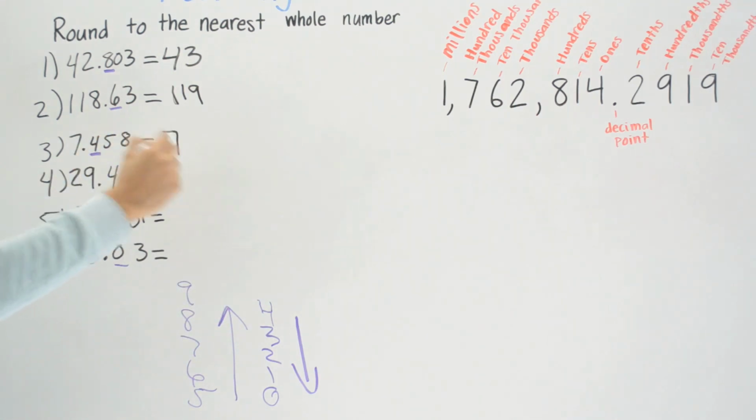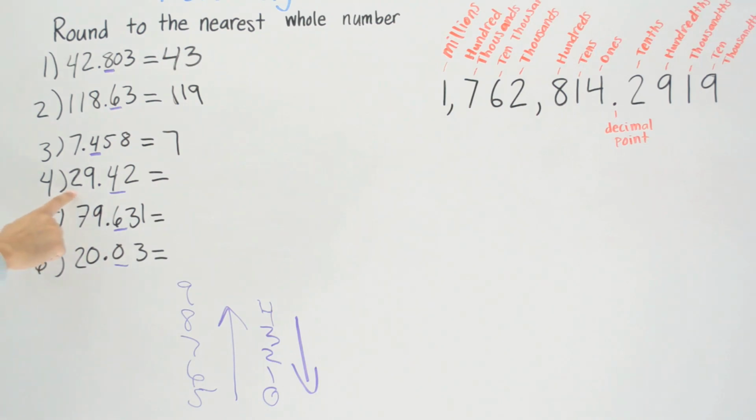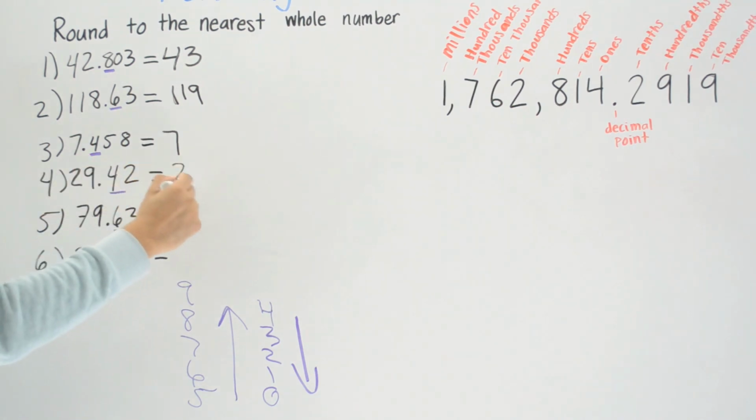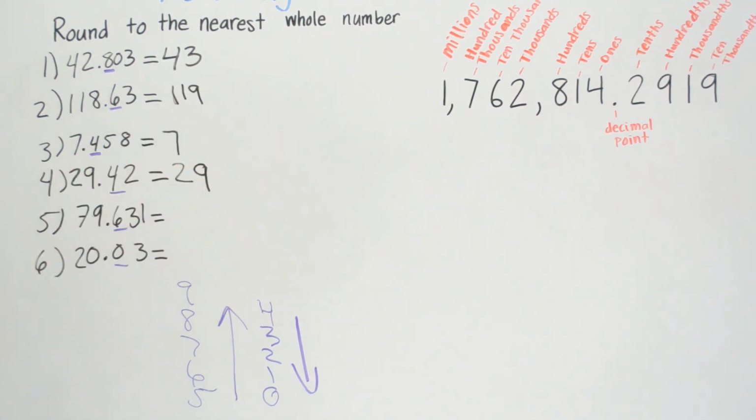We have a 4. We're rounding down, so we're just leaving it the same, so we're going to round it to 7. And then we have 29.42. We have a 4, same, we're rounding down. We're just going to leave it as 29.